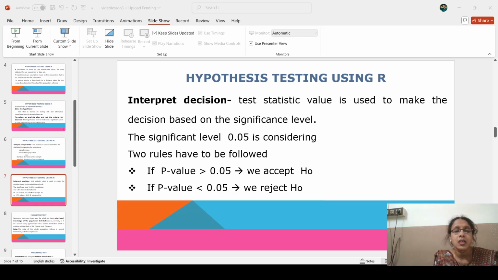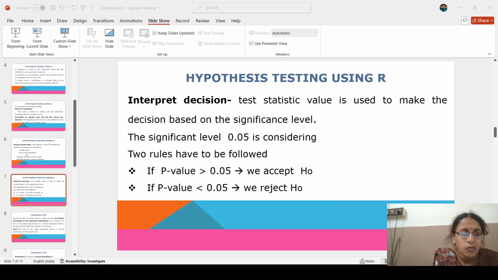A hypothesis is made by the researchers about the data collected for any experiment or data set. A hypothesis is an assumption made by the researchers. In simple words, a hypothesis is a decision taken by the researcher based upon the data collected from the population.